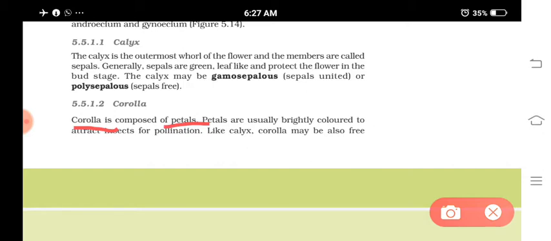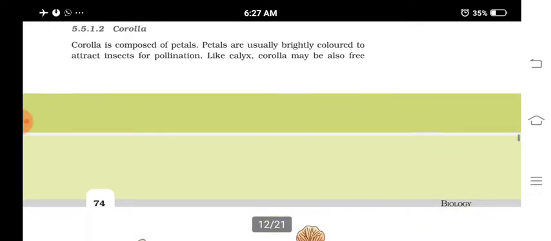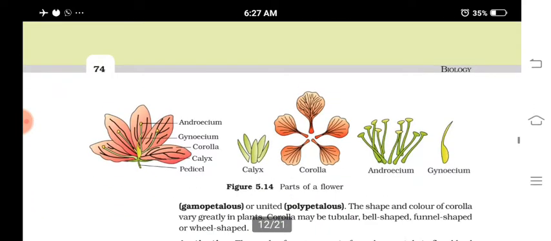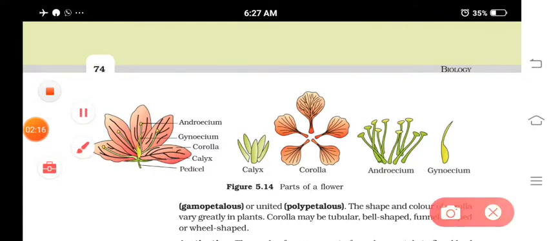And these petals also can be fused, and then it is known as gamopetalous. And if they are free, then they are known as polypetalous. Is it clear? If the petals are united, then it is known as gamopetalous. And if they are free, then it is known as polypetalous.